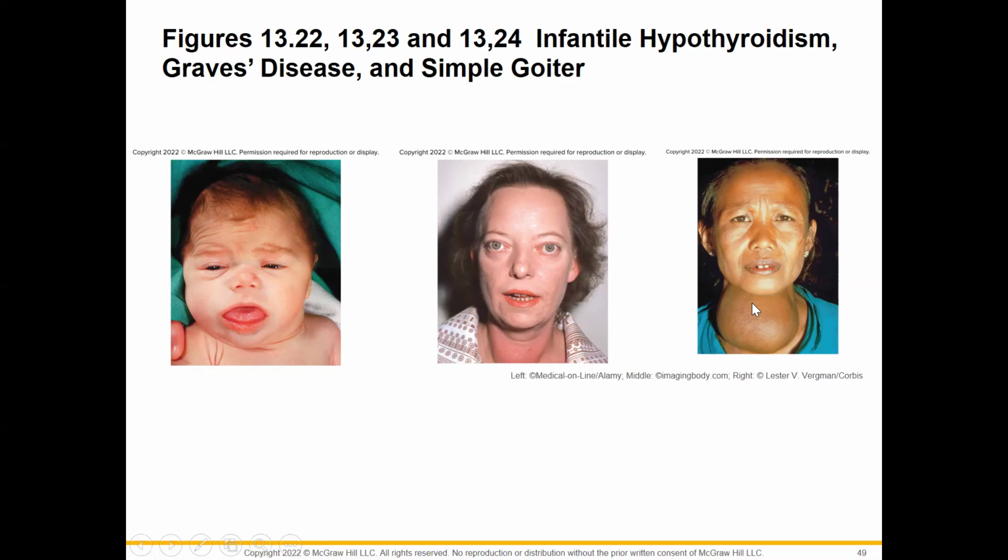Now, this person has a goiter, huge goiter. This is a simple goiter, but they have no exophthalmos, right? So this is typical of the hyperthyroid, and this is typical of hypothyroid, simple goiter. This person lives in a community that has not iodized the salt, which means she has an iodine deficiency, so her body's producing less thyroid hormone. So infantile hypothyroidism, Graves' disease, so this would be the autoimmune hyperthyroidism, and this is simple goiter.